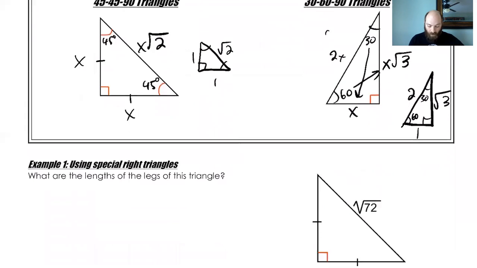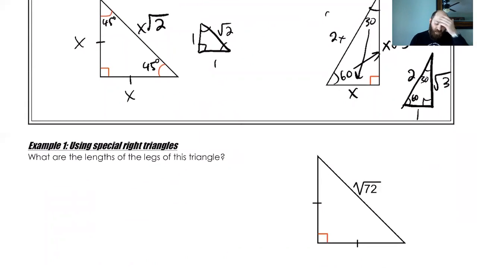All right. So here's a scenario. What are the lengths of the legs of this triangle? I don't have any angle measurements, but I do have this. Just like I said, isosceles right triangle. It's going to be a 45, 45, 90.